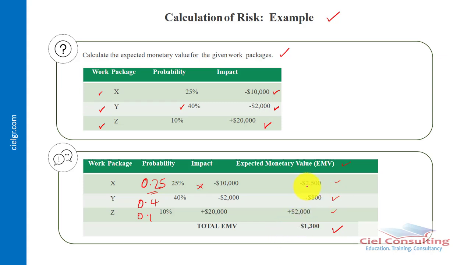So in this case, it's going to be negative 2,500 plus negative 800, which will give us negative 3,300. And then when we add $2,000 to negative 3,300, you get negative 1,300 as the remaining total expected monetary value. This will now help us decide whether we want to go ahead with this particular project or not, because this is determined by the level of our risk threshold.